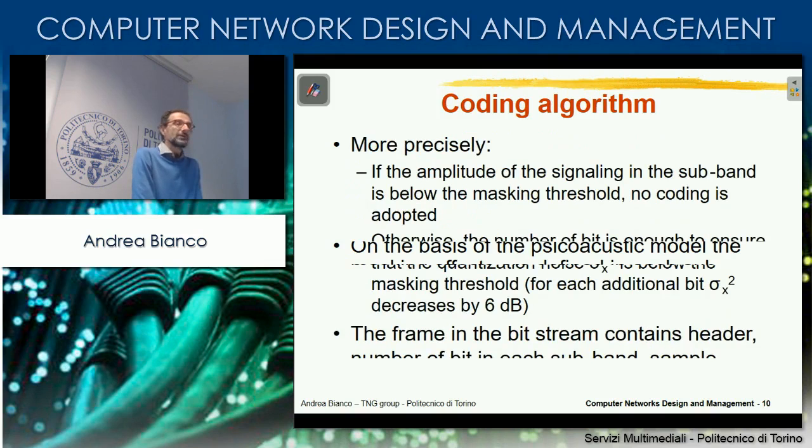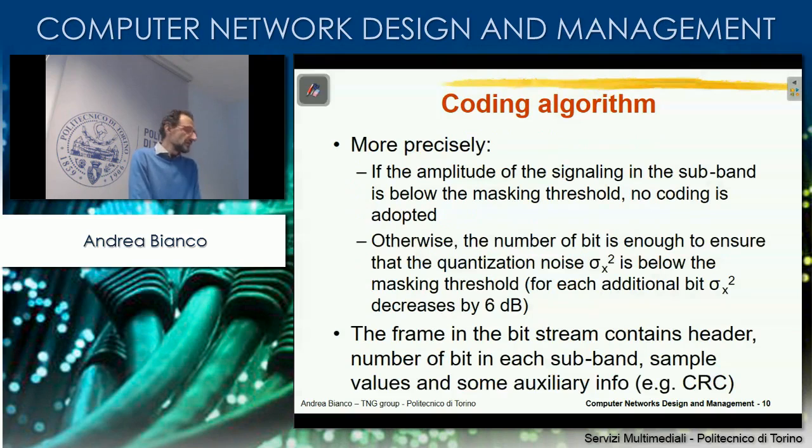And of course, you are also exploiting the masking phenomena. So if the amplitude of the signal in the subband is below the masking, you are not going to code it at all. Otherwise, the number of bits is enough to ensure that you control the quantization noise below the masking threshold. There are some details here.